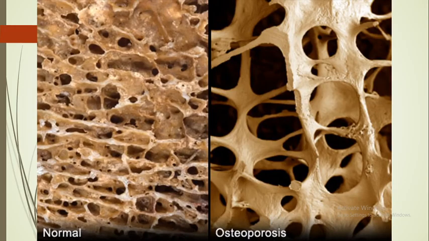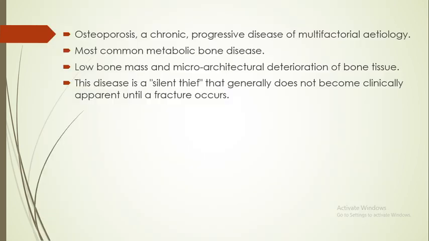Here you can see a real photograph of a normal bone, and how an osteoporotic bone looks after losing its density. These bones have an increased tendency to break because they don't have this strength. They have lost their density.